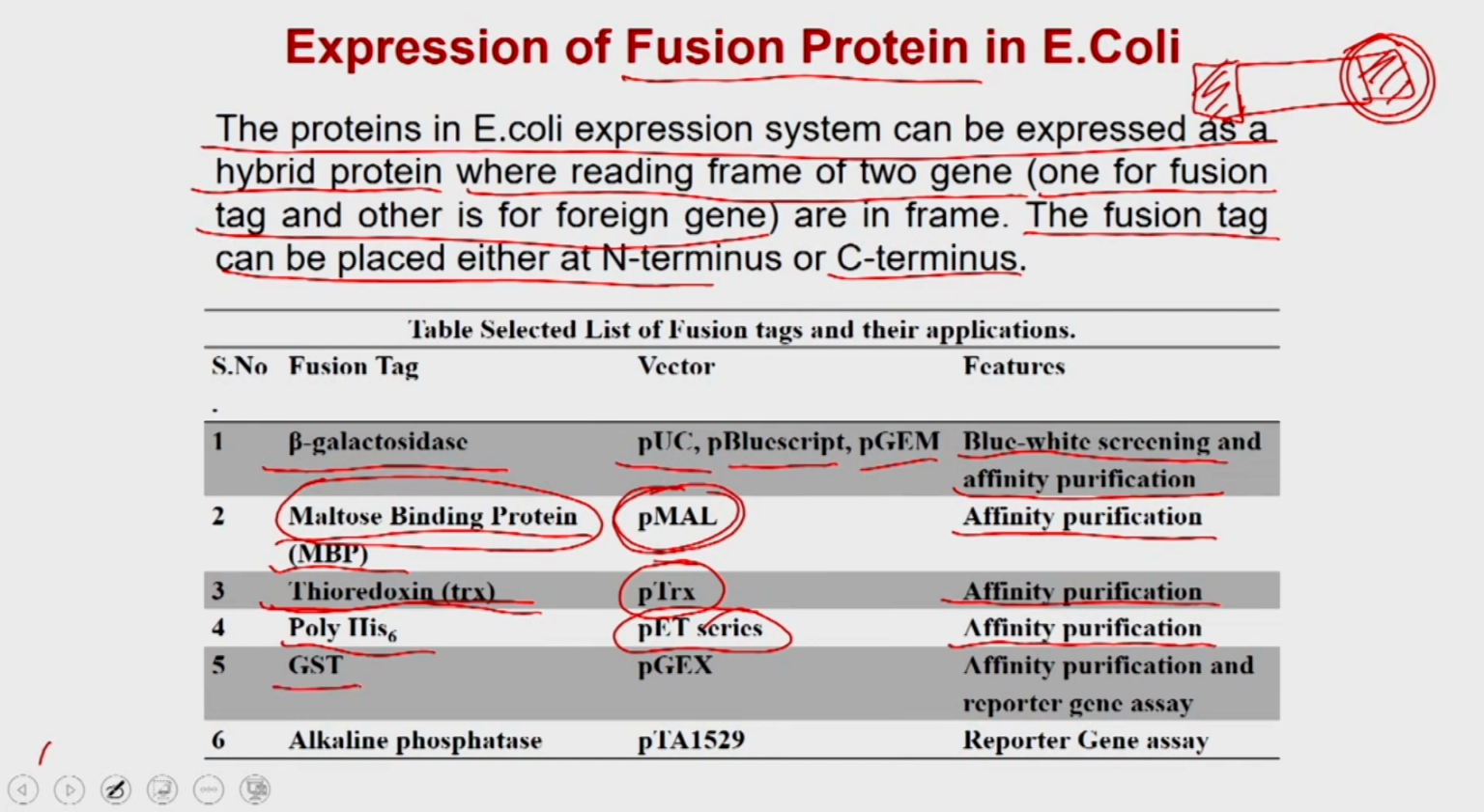Then you have the GST tag, the glutathione S-transferase tag, and the vector you can use is the pGEX series of vectors, and that has the advantage that you can use it in affinity chromatography or in a reporter gene assay. Similarly, you have alkaline phosphatase as a tag, and the vector you can use to generate the fusion protein is called pTA1529, and that has the advantage of using alkaline phosphatase in the reporter gene assay.